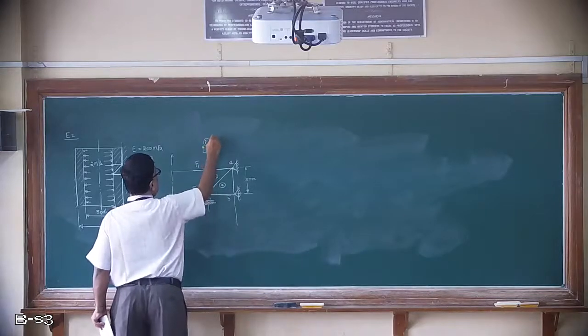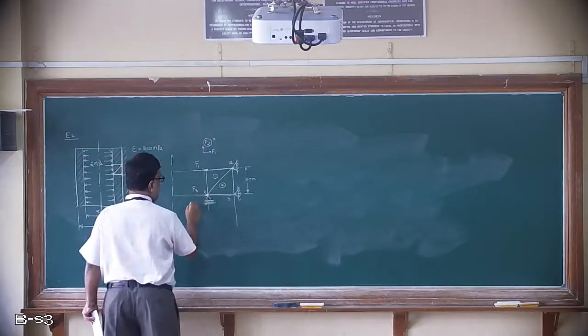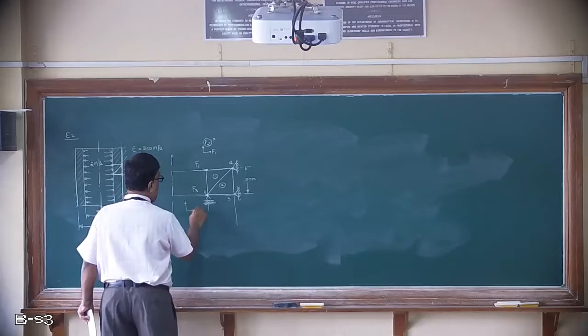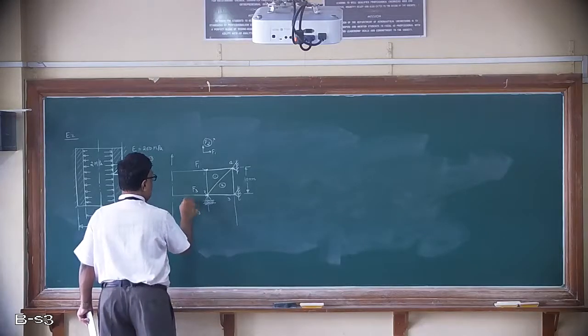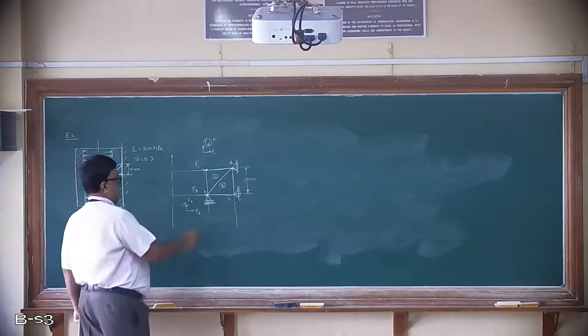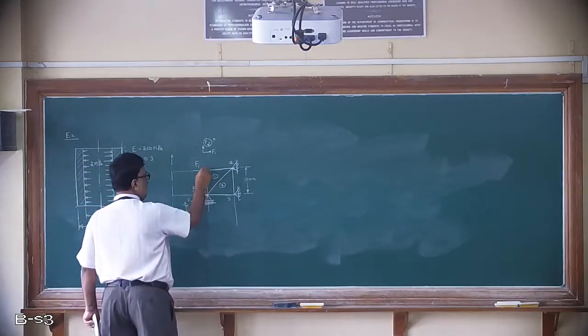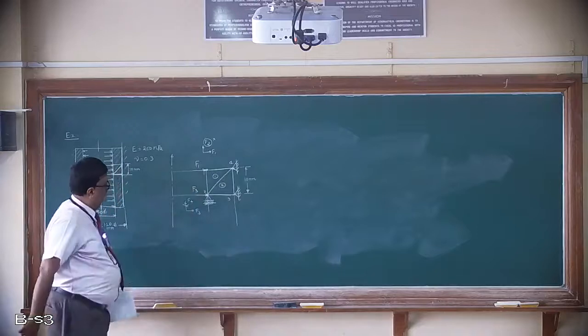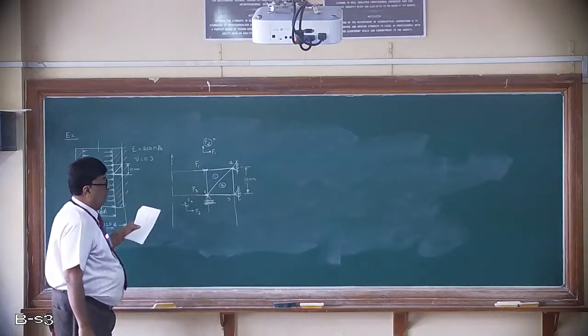Since there is no F2, it is not considered. Here the forces are F3 and F4. Out of this there is no vertical component, all the forces are horizontal. So there are two forces, F1 and F3, which are acting in the x direction only. Okay, this is going to be the naming.